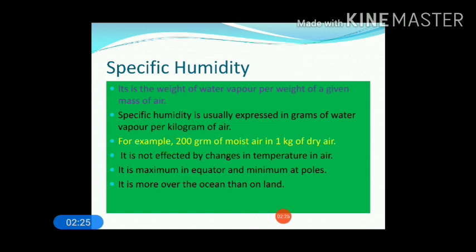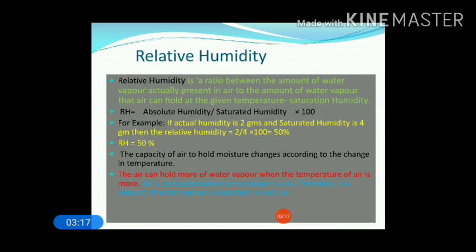Now it says that specific humidity is not affected by change in temperature in the air. It is maximum at the equator and minimum at the poles. So it's very true. The amount of humidity at the equator will be higher compared to the poles, because in polar areas, although there are water bodies, the rise of temperature is very less, or the temperature is very less. So thereby the specific humidity in the air will be less. It is more over the ocean than on the land. So over the ocean water bodies, the amount of humidity will be more than the land.